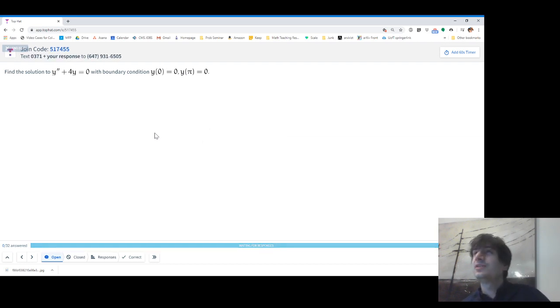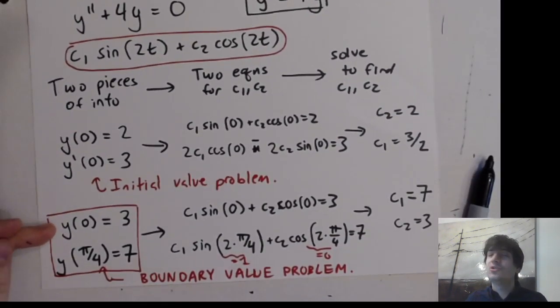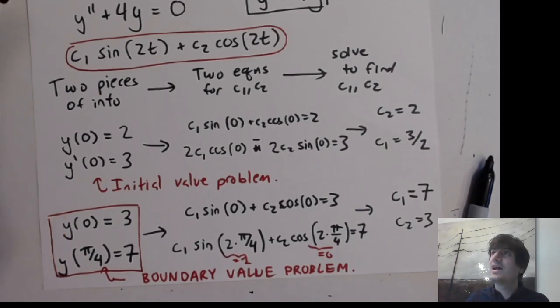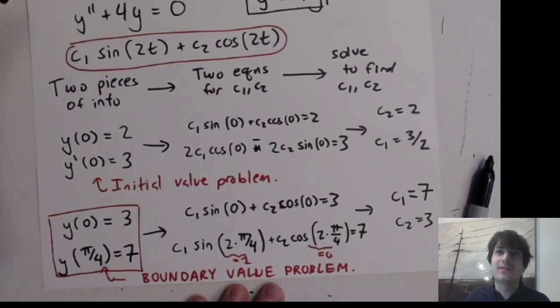Find the solution to y double prime plus 4y equals 0 with boundary conditions y of 0 equals 0, y of pi equals 0. So I gave you something that's just like the example I gave here, but I'm just having you guys do it. I gave you two different pieces of information, one at time 0, one at time pi, and the question is, find the solution. Okay, so I'll give you a minute or two to work on that one. You've got to kind of just do what I did. I guess it helps to put this up here.